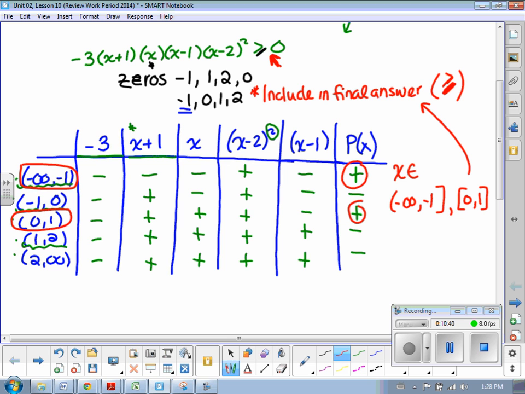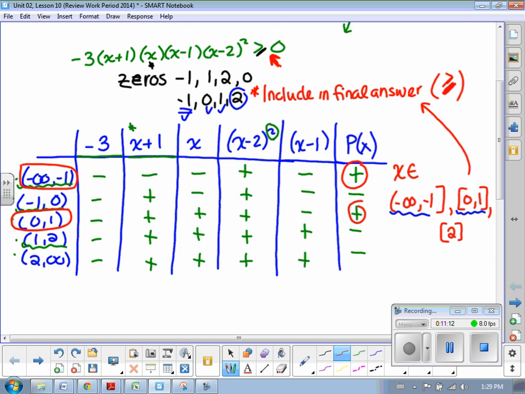So we have this first interval from -infinity to -1. So -1 is included in that one. We also have this set that goes from 0 to 1. So 0 and 1 are included in that. But the 2 isn't included anywhere. So we have to just tack it on to the end. Say we also need to include when x is equal to 2. And that is our final answer.